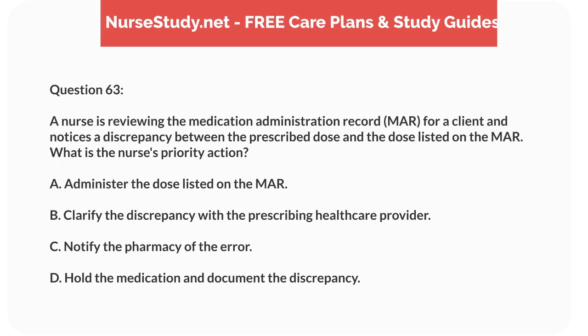Question 63. A nurse is reviewing the medication administration record, MAR, for a client and notices a discrepancy between the prescribed dose and the dose listed on the MAR. What is the nurse's priority action? A. Administer the dose listed on the MAR. B. Clarify the discrepancy with the prescribing healthcare provider. C. Notify the pharmacy of the error. D. Hold the medication and document the discrepancy.